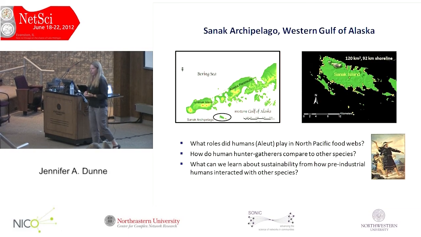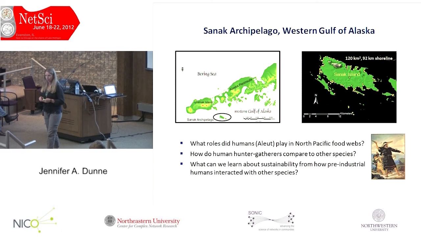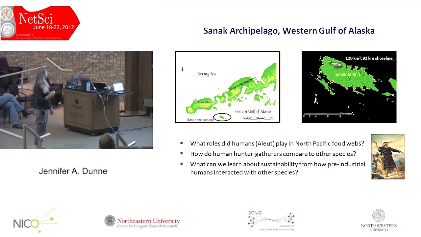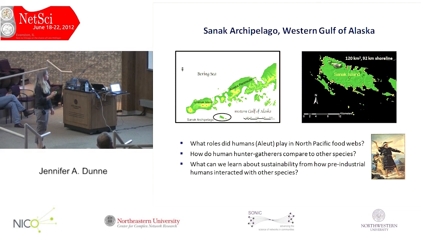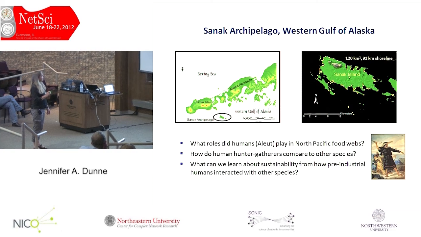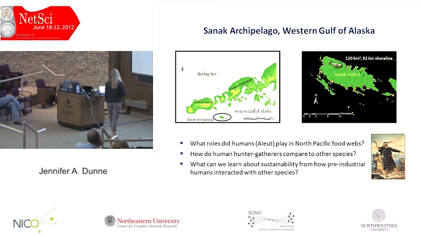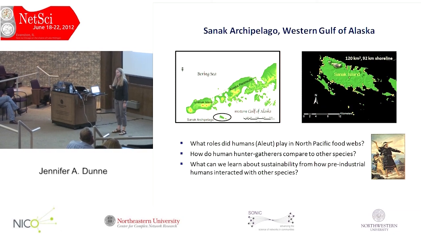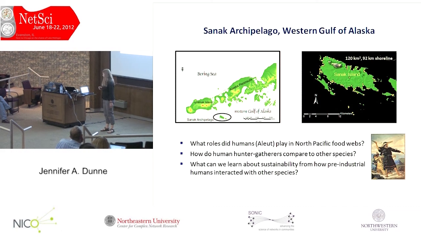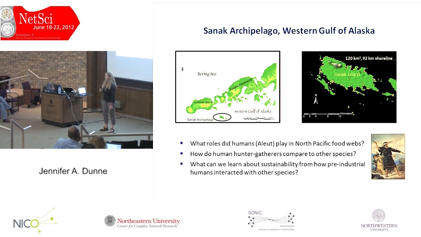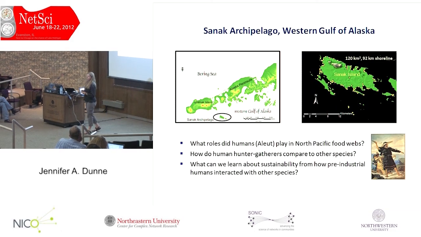I'm involved in a project in collaboration with archaeologists up in the Aleutian Islands. Here's the tip of the Alaskan Peninsula, and here's the Sanak Archipelago where we're working. Here's a blown-up picture of Sanak Island. The questions that we're interested in asking here are: what roles did pre-industrial humans, the Aleut, play in North Pacific food webs? How do human hunter-gatherers compare to other kinds of species in the system? And what can we learn about sustainability from how pre-industrial humans interacted with other species?